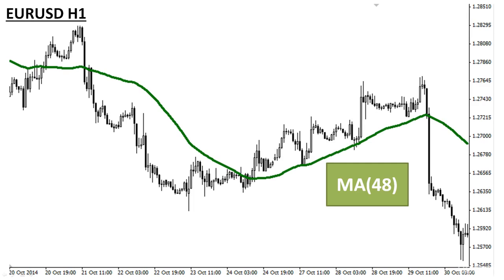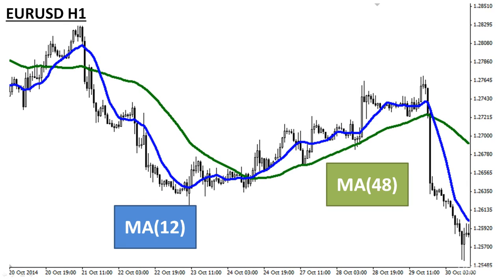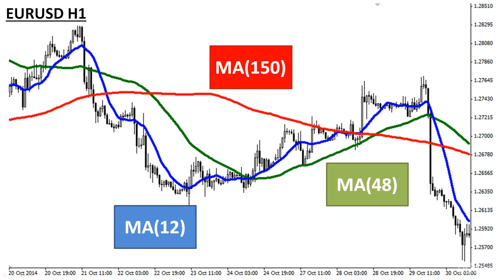And finally, the last remark I wanted to make in this tutorial was that the period of the moving average is very important. Let's have a look at the chart again. So this is the moving average with a period of 48. If you plot the moving average with a period of 12, that's how it will look. And if you plot a moving average with a period of 150, that's how it will look.